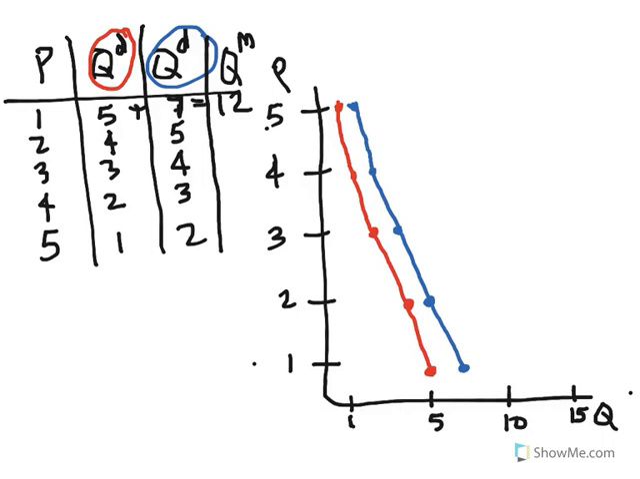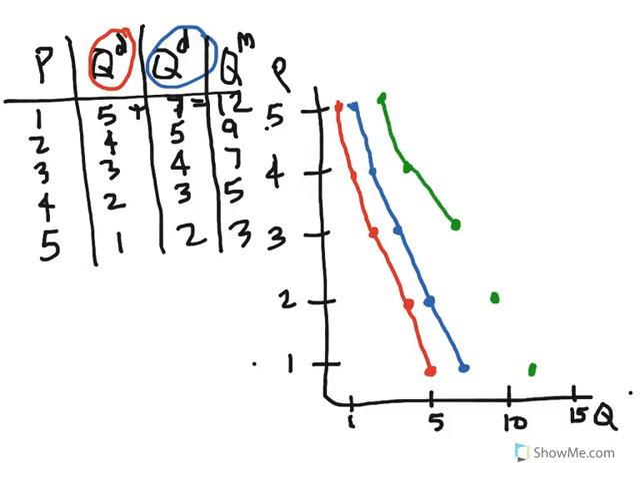Same thing, when the price is $2, the first consumer wanted 4, the second consumer wanted 5, therefore the market quantity demanded would be 9. You just add them together. 3 plus 4 is 7, 2 plus 3 is 5, and 1 plus 2 is 3. And then you can go ahead and plot the market quantity demanded also. So again, we would find 12 over here, then we would do 9 here, we would do 7 here, 5 here, and 3 up here.